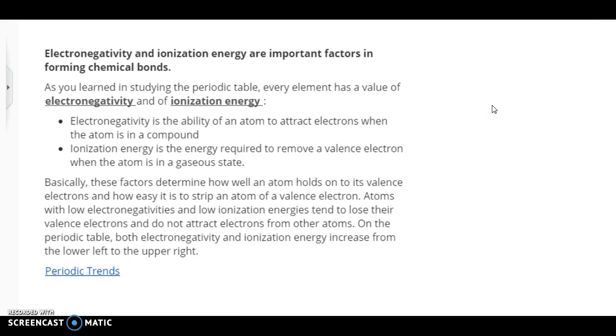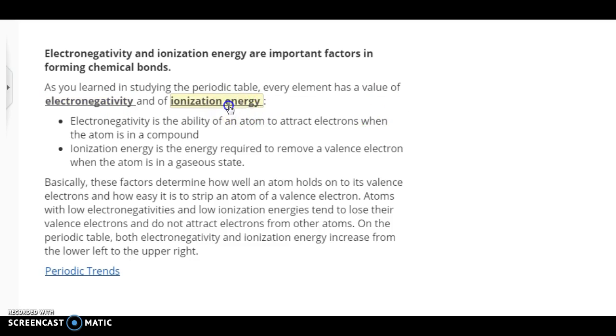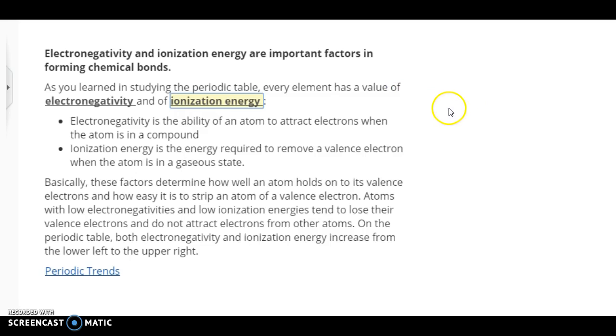Electronegativity and ionization energy are important factors in forming chemical bonds. If you forgot what they mean, hit pause and write them down. Electronegativity is how badly an atom wants an electron. Ionization energy is how much energy it takes to get rid of an electron. As you learn in studying the periodic table, every element has a value of electronegativity and ionization energy. Electronegativity is the ability of an atom to attract electrons when the atom is in a compound. Ionization energy is the energy required to remove a valence electron when the atom is in the gaseous state.